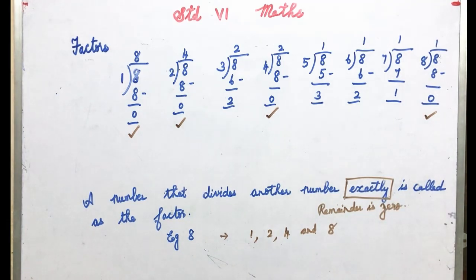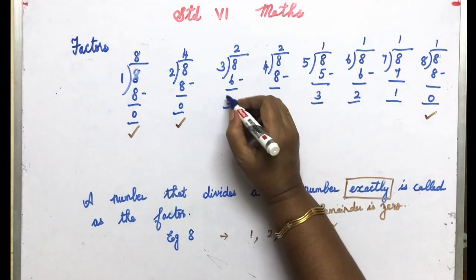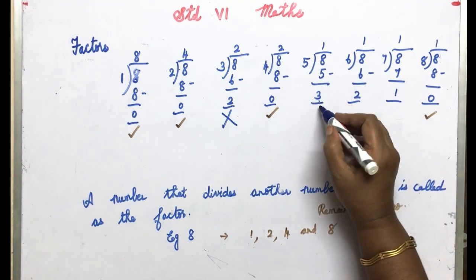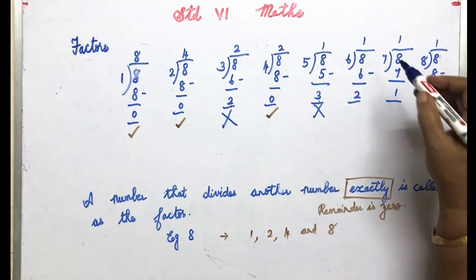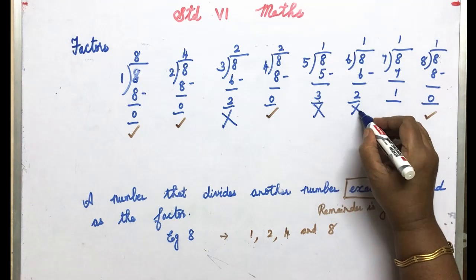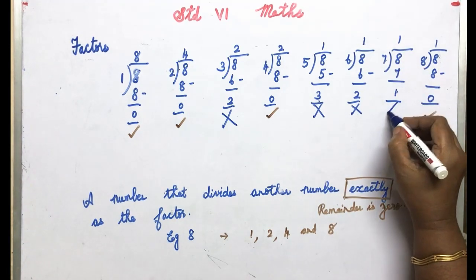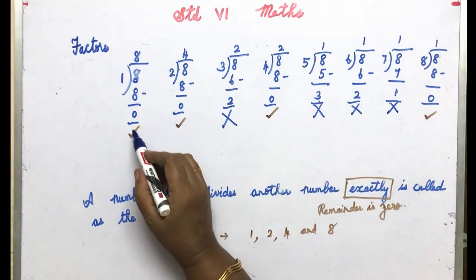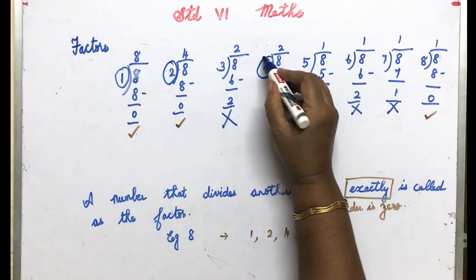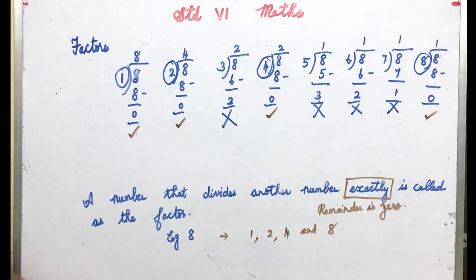So, here when we divide by 3, we get the remainder 2. So, this is not the factor. And if we divide by 5, remainder is 3. So, this is also not the factor. Here when you divide by 6, 2 we are getting as the remainder. So, this is not the factor. When we divide by 7, remainder is 1. So, this is not the factor. The factors are 1, 2, 4 and 8. Now, we will check for some other numbers.